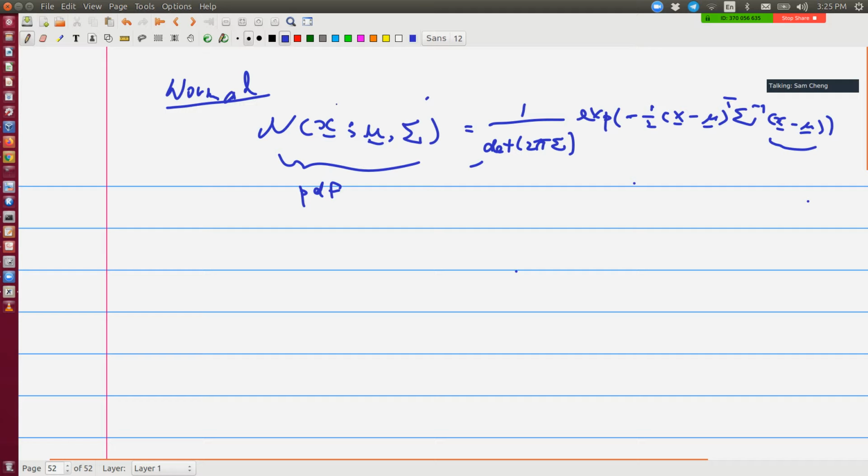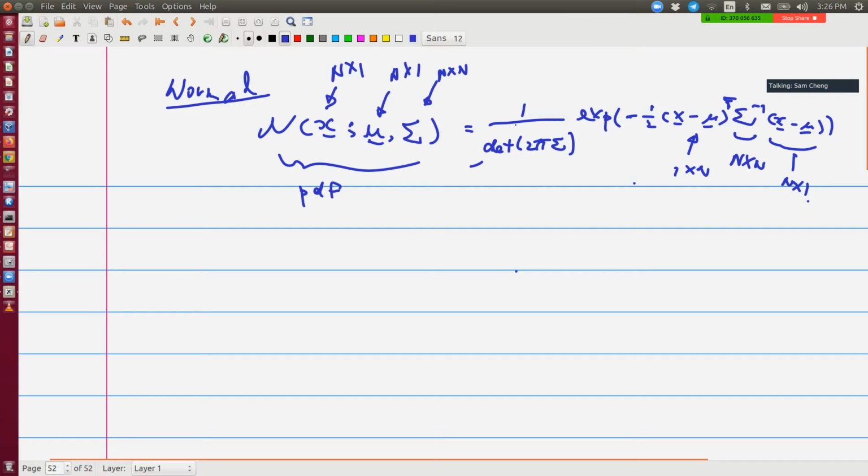Let's say x is n by 1, a vector. So mu is also n by 1, and the covariance matrix is n by n. So the inverse of the covariance matrix is also n by n. The vector x minus mu is n by 1, and its transpose is 1 by n. So multiplied all together, it becomes 1 by 1. So you take the exponential of just a number, and the PDF is just a number.